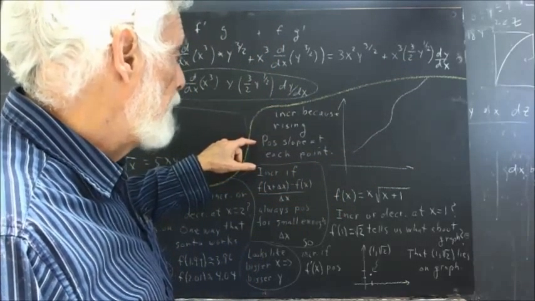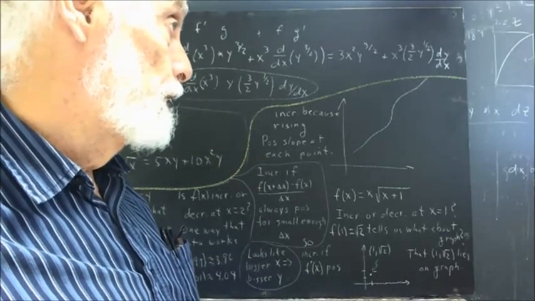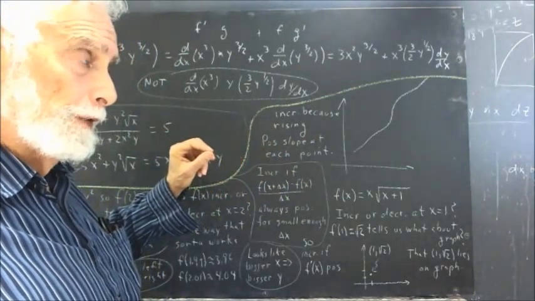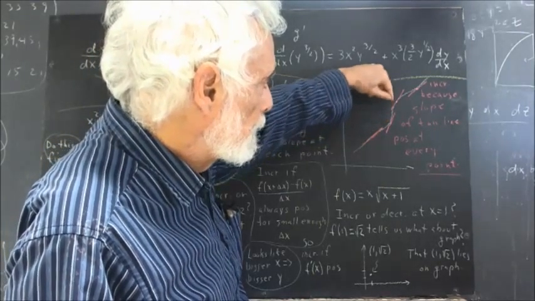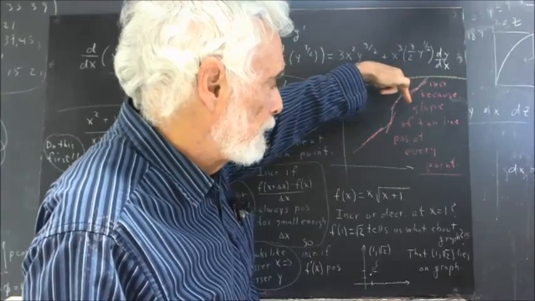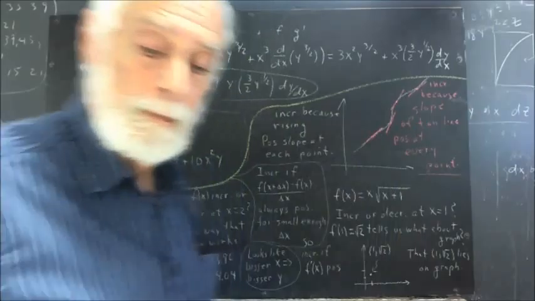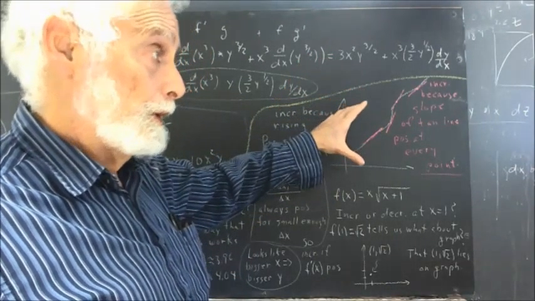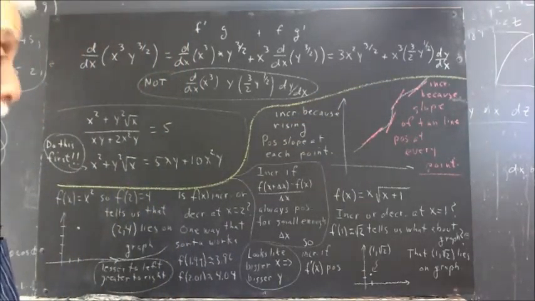It's got a positive slope at each point, and even more specifically, the tangent line has a positive slope at every point. So I've sketched tangent lines to this curve at a number of points, and I've made the statement that the function is increasing because the slope of the tangent line is positive at every point. That gets pretty close to the test we want to use to determine whether the function is increasing or decreasing at a given point.